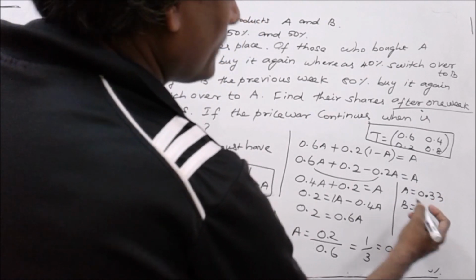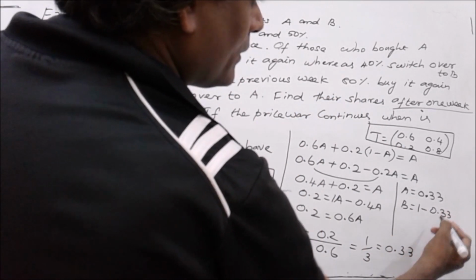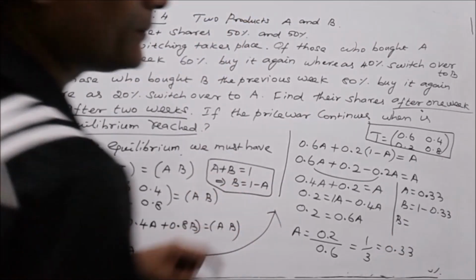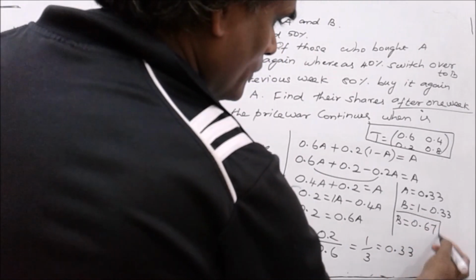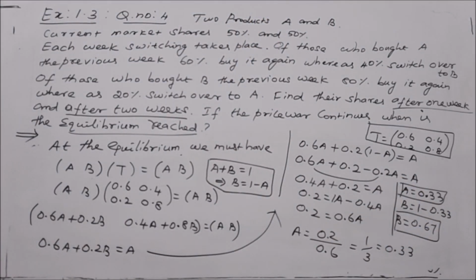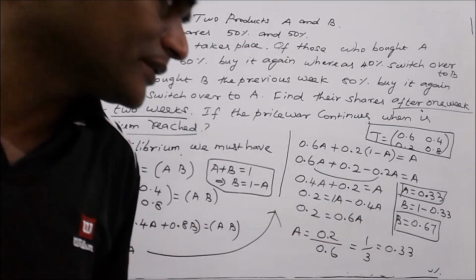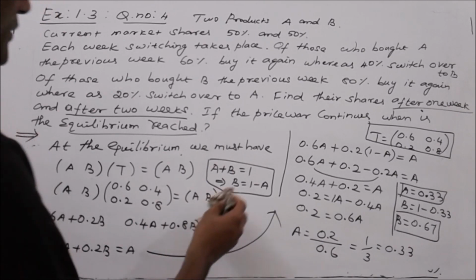Therefore, B equals 1 minus A, 1 minus 0.33, therefore B equals 0.67. Therefore, when the equilibrium is reached, A has 33% of the shares and B has 67% of the shares. At that time the equilibrium will be reached.